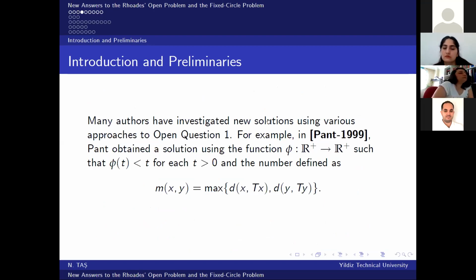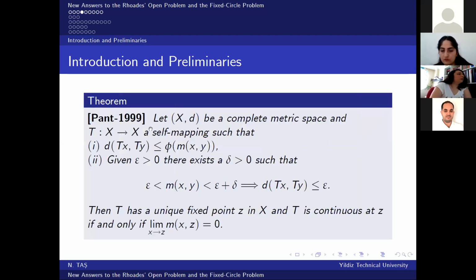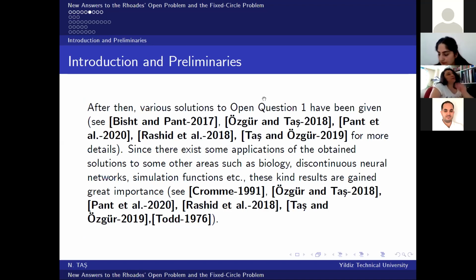Many others have investigated new solutions using various approaches to open problem 1. For example, Pant obtained the first solution using this function and the number m. And so he obtained this theorem. Under the conditions, the self-mapping T has a unique fixed point z, and T is continuous at z if and only if the condition is satisfied. After that, various solutions to this problem have been investigated using various techniques. There are some references. On the other hand, there exist some applications of the obtained solutions to other areas, such as biology, discontinuous neural networks, simulation functions, etc. For example, again, these references.